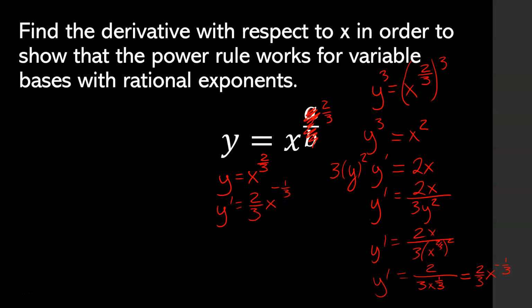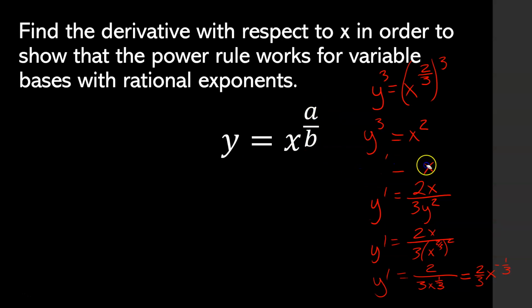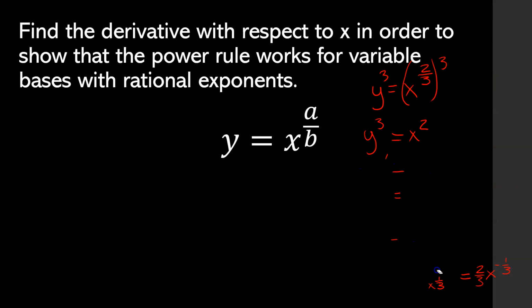Okay, those match up. But I guess all we proved was that the power rule works for x to the 2/3 power. We need to prove it for any exponent written as a ratio of integers a over b. So we kind of need to do all that work again. But I've decided I'm going to do that in another video. That should be separate.